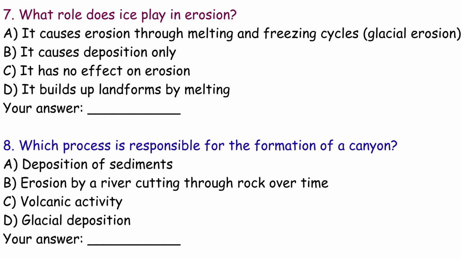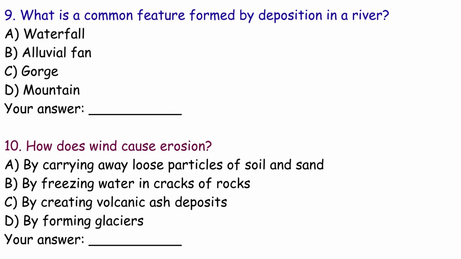Your answer. 8. Which process is responsible for the formation of a canyon? A. Deposition of sediments. B. Erosion by a river cutting through rock over time. C. Volcanic activity. D. Glacial deposition. Your answer. 9. What is a common feature formed by deposition in a river? A. Waterfall. B. Alluvial fan. C. Gorge. D. Mountain. Your answer.